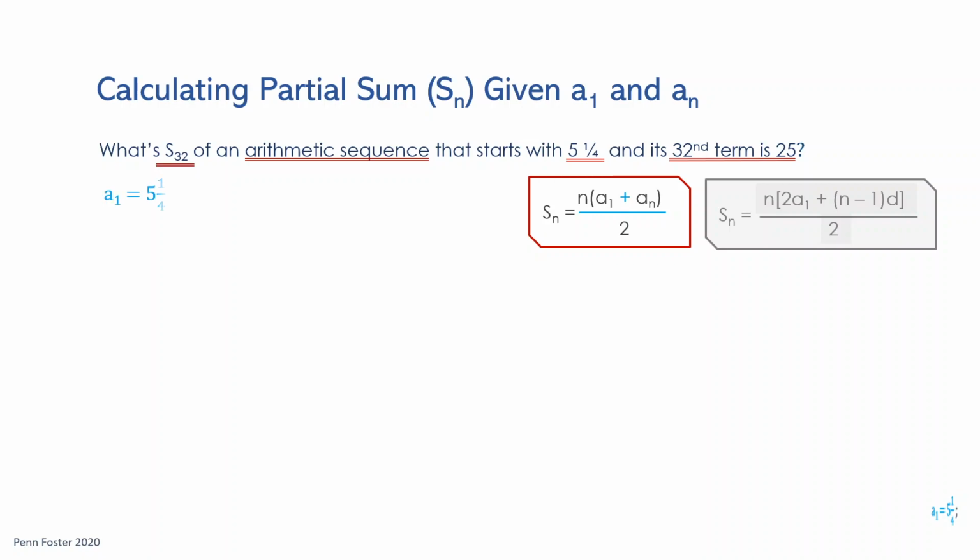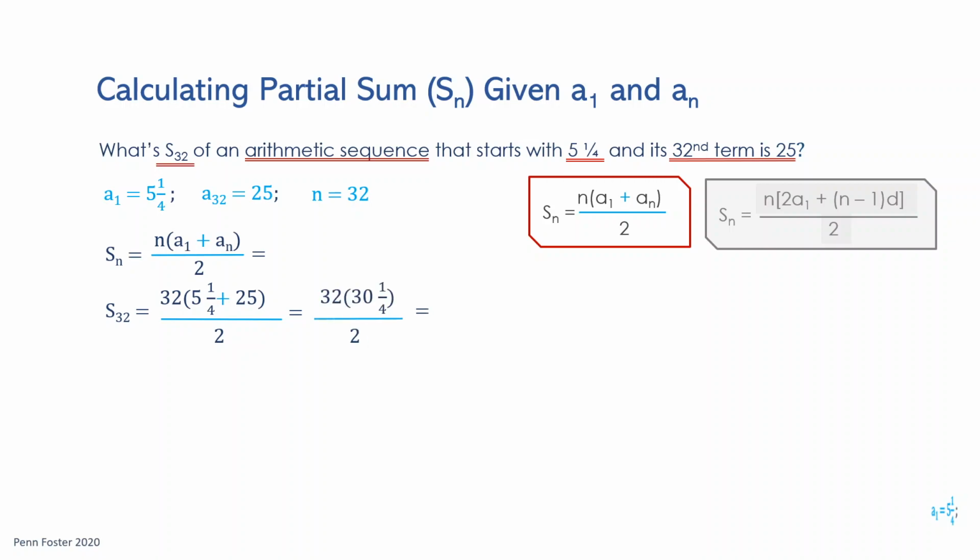A sub 1 is 5 and 1/4. A sub 32 is 25 and n, of course, is 32. Plug in those values in the formula. Evaluate the sum inside the parentheses first. 5 and 1/4 plus 25 is 30 and 1/4.